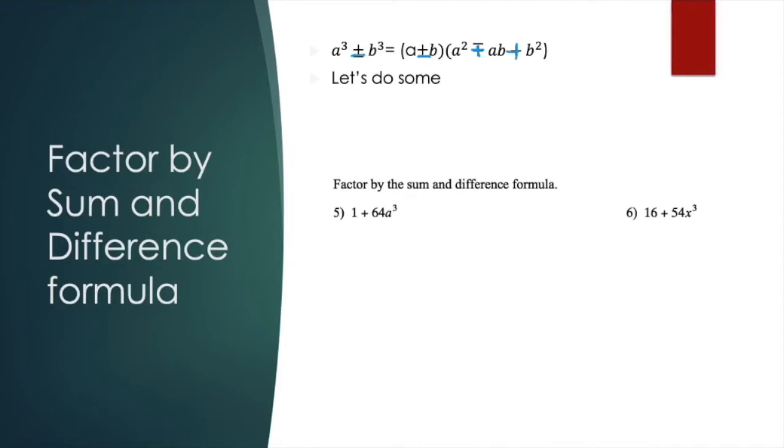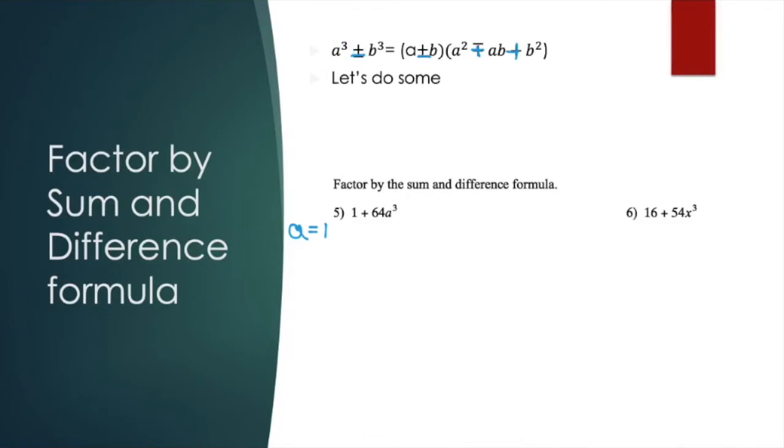Number 5, I have something cubed here, and I have something cubed there. What is cubed to equal 1? 1. 1 times 1 times 1 is 1. We're using A because there's an A in this equation up here. Our A value for our formula is up there.